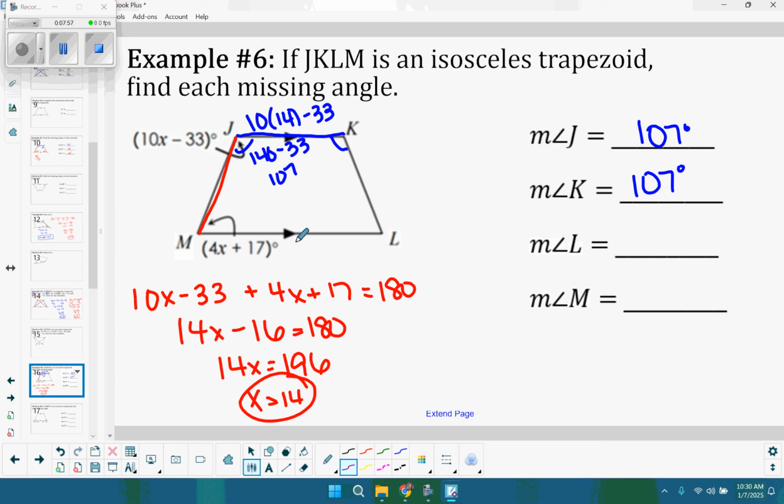And then we'll plug in for M. So 4 times 14 plus 17 is 56 plus 17. That's 73. And then M and L are also congruent because they're also base angles in our isosceles trapezoid. So they're both 73 degrees. And it makes sense that my 2 angles along the leg added to 180, right? 107 plus 73 equals 180.